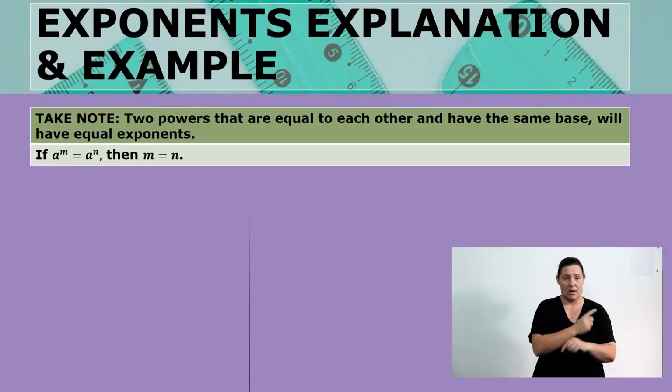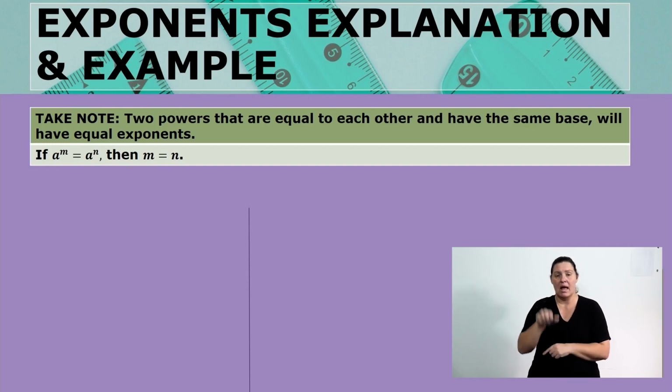We need to take note that when two powers are equal to each other and they have the same base, then their exponents will also be equal. For example, if I have a to the exponent m equal to a to the exponent n, then the exponents will be equal. Because they have the same base and are equal to each other, their exponents will also be equal. Let's look at some examples here.